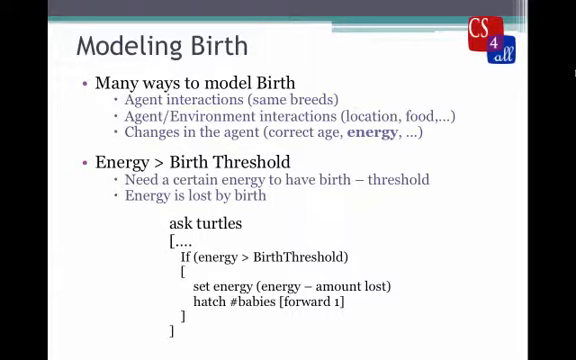Here's how it might look in the model. You would ask the turtles to do a bunch of things, I'm sure, and then you would say, if energy is greater than the birth threshold energy, set the energy to be the energy minus the amount of energy you lose during birth. Hatch however many babies you want to, and move them all forward one. Otherwise, they'll be sitting right on top of their mother.